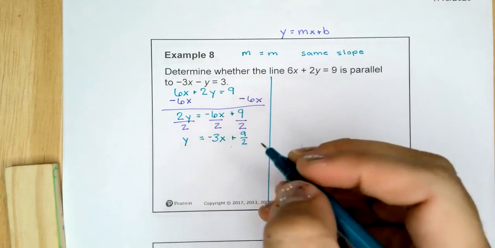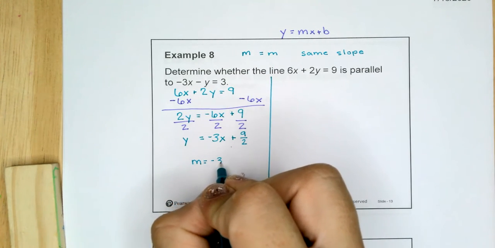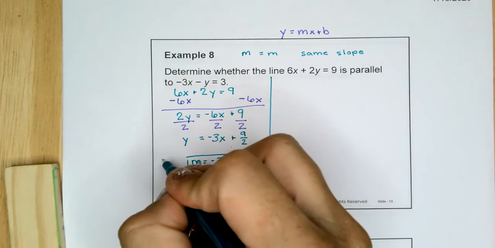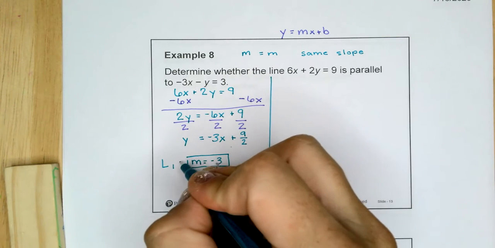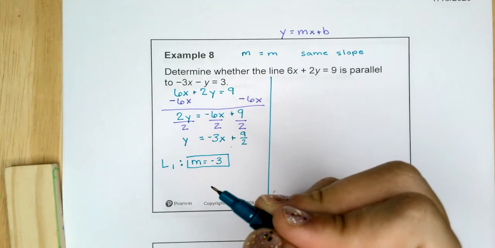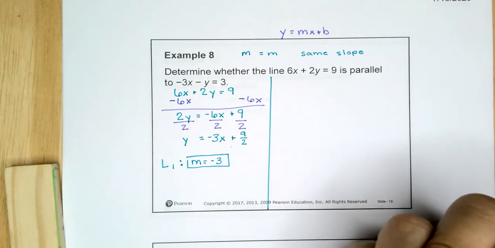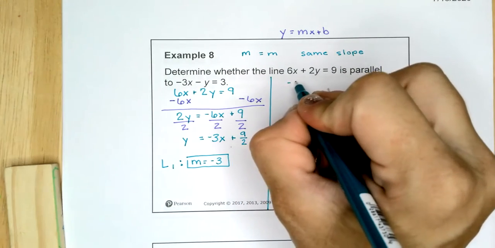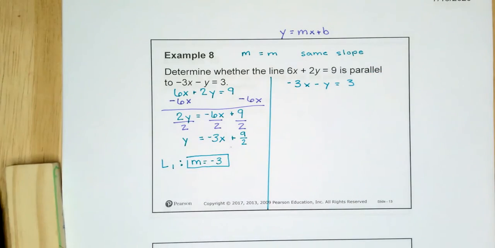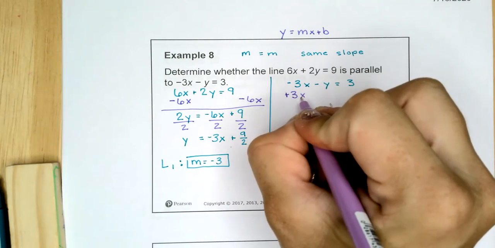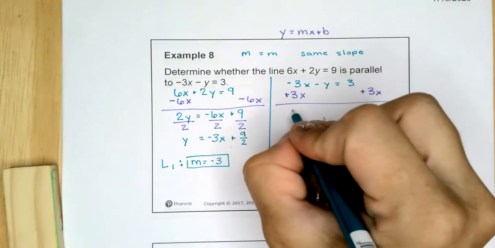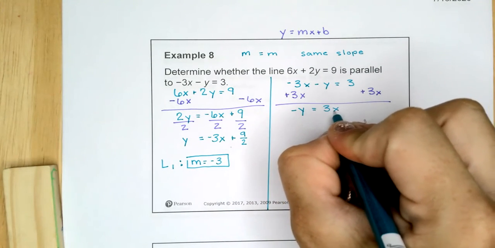Okay, and we're looking for the slope. So m is negative 3. For the first line, we can label that L1. M is negative 3. And line 2, negative 3x minus y equals 3. So again, the first thing I'm going to do is move the x. So I'm going to add 3x. So now I'm left with negative y equals 3x plus 3.